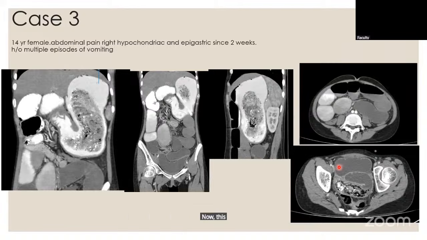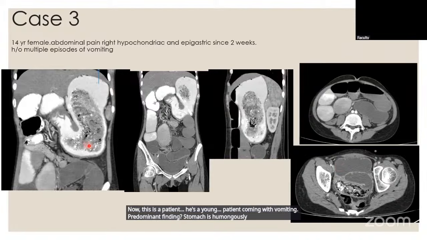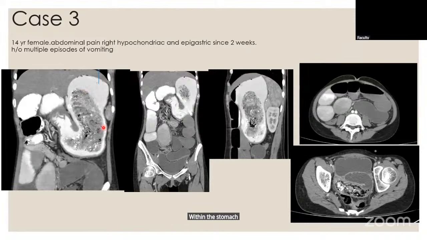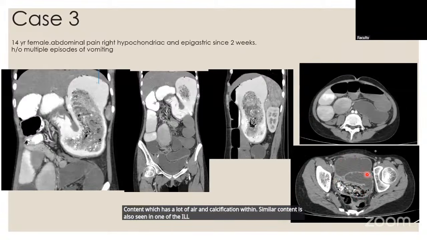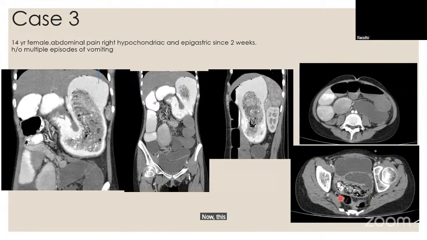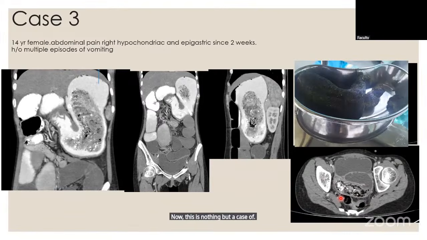Now, this is a young patient coming with vomiting. Predominant finding, the stomach is humongously enlarged. Within the stomach, in spite of oral contrast, we are seeing content which has a lot of air and calcification within. Similar content is also seen in one of the ileal loops. The bowel wall thickening is not much there. Now, this is nothing but a case of trichobezoar. This was what was found in the patient's stomach.